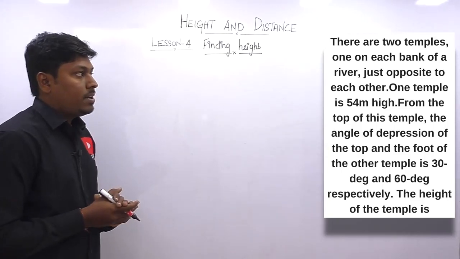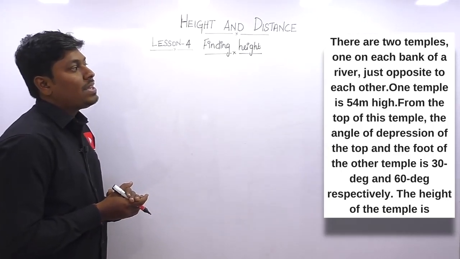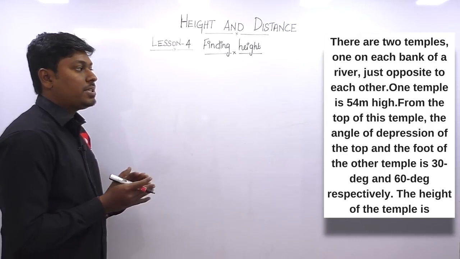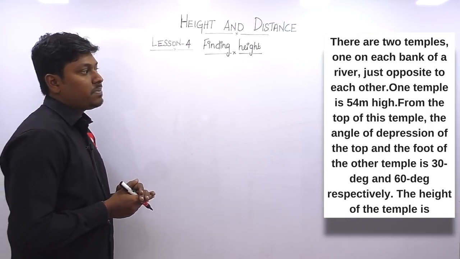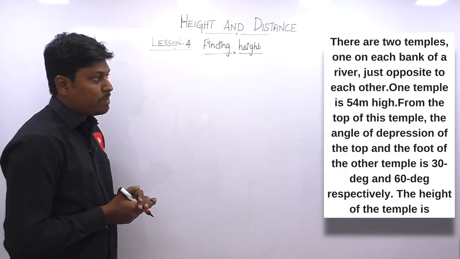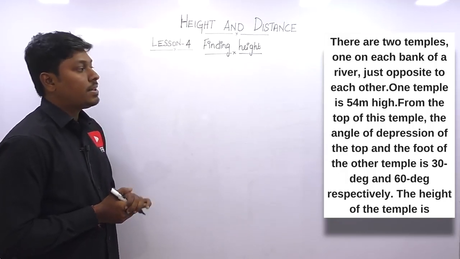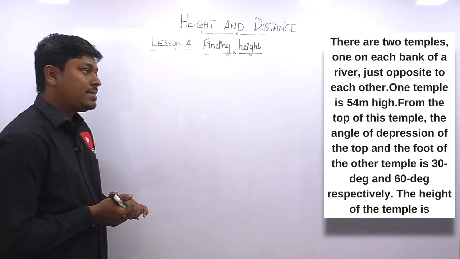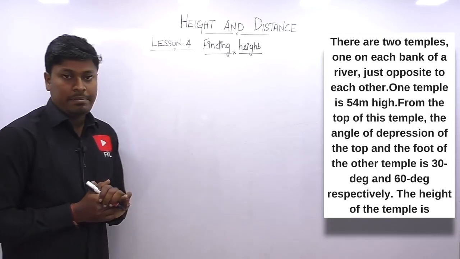Question number 1. There are 2 temples, one on each bank of the river, just opposite to each other. One temple is 54 meter height. From the top of this temple, the angle of depression of the top and foot of the other temple are 30 degree and 60 degree respectively. Height of the temple is?